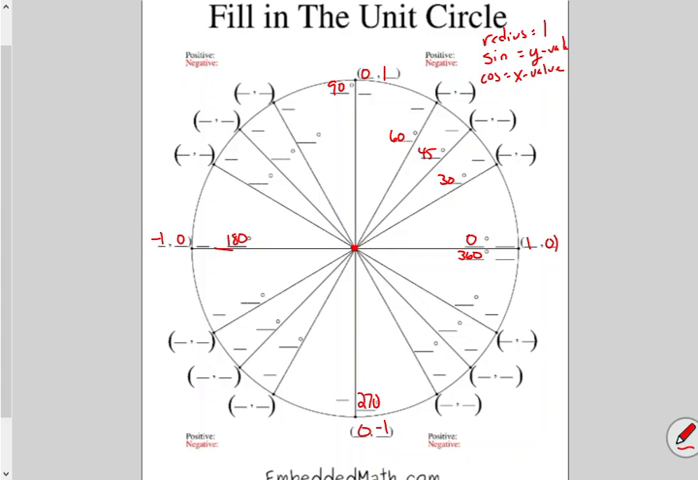So if we're measuring in this counterclockwise movement, this would be a 30-degree angle, a 45, and then a 60. We got the 90. This would be 120, 135, and then 150, 210, 225, 240, 270, 300, 315, and then the final one of 330 before getting back to 360.